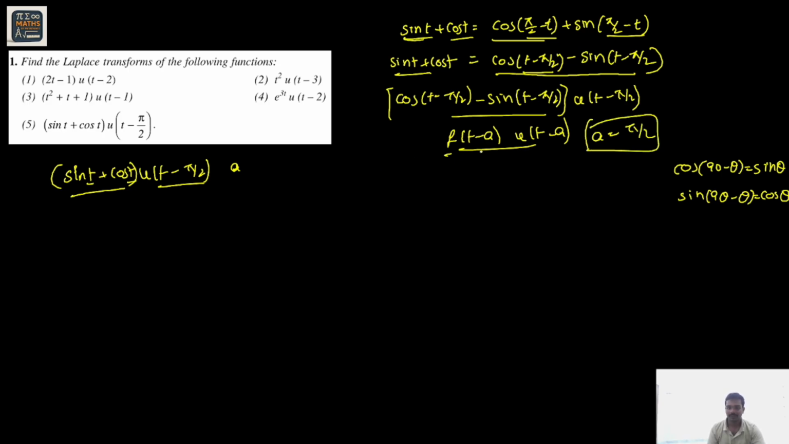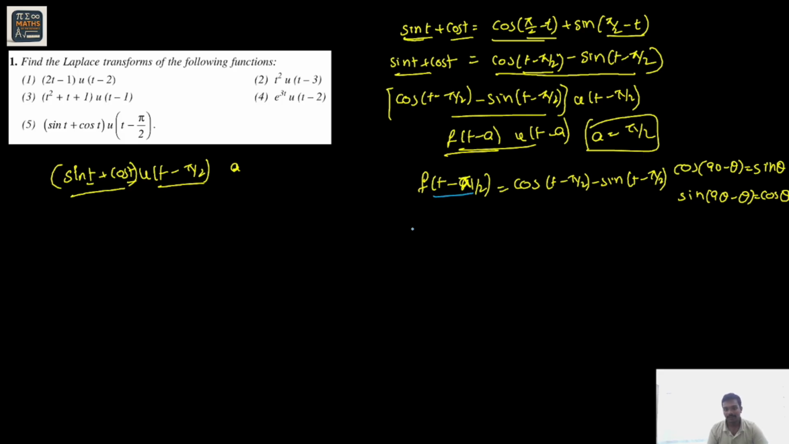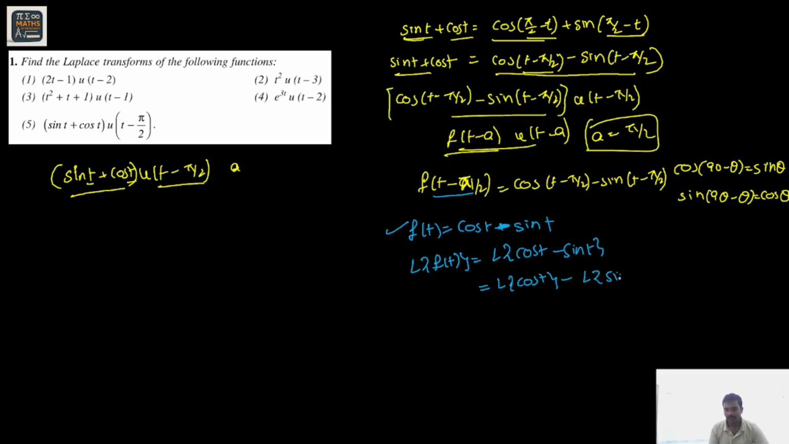Now we find f of s. From this, f of t minus a with a value pi by 2 is cos of t minus pi by 2 minus sin of t minus pi by 2. Let us replace t minus pi by 2 with t. Then f of t is equal to cos t minus sin t. Now we apply Laplace for this term. Laplace of f of t is equal to Laplace of cos t minus sin t.